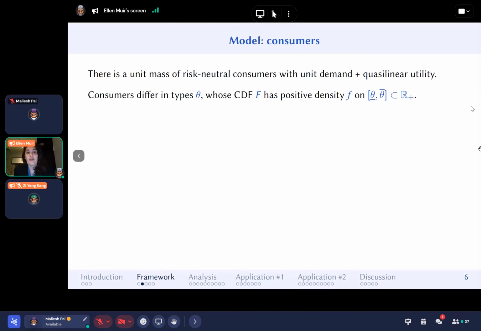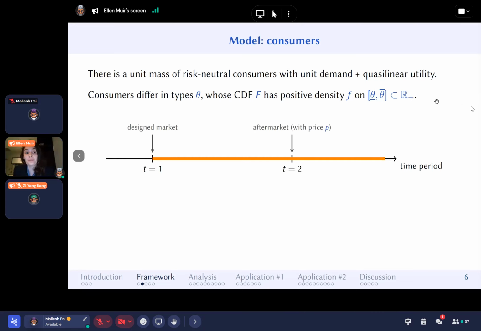There's going to be a unit mass of risk-neutral consumers that have unit demand and quasi-linear utility. These consumers will differ in their type, which we'll denote by theta. We're going to denote the CDF of these types in the usual way by this capital F distribution, and we're going to assume that this distribution admits a positive density f everywhere on the support. We're going to use this, again, pretty standard notation, theta lower bar and theta upper bar, to denote the support of the distribution.